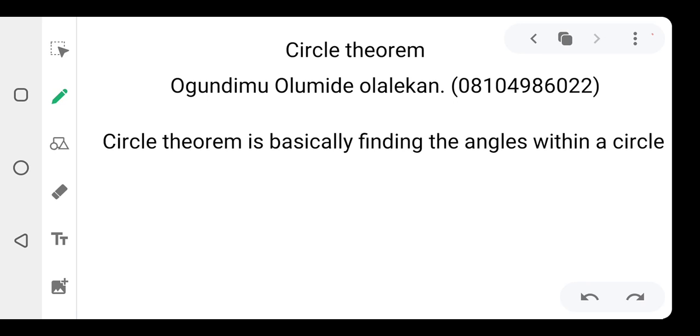In this video, we shall be talking about circle theorems. Circle theorem is basically finding the angles within a circle. That's just it. It's all about finding angles inside a circle. Let's say you have a circle like this, for instance, and you have something like this. So it's all about finding the angle within a circle. That's circle theorem. You understand it now.